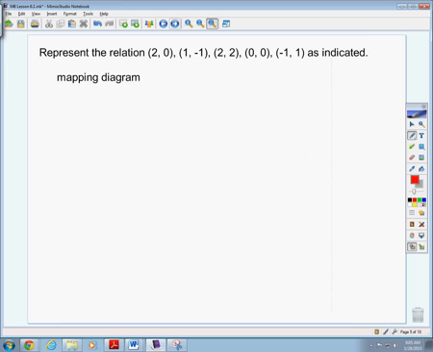A mapping diagram might be a little bit different, something new, but it's not difficult. Basically, you're going to list your inputs and outputs, the domain and range, in order, least to greatest, and you're going to draw arrows. Here's what I mean.